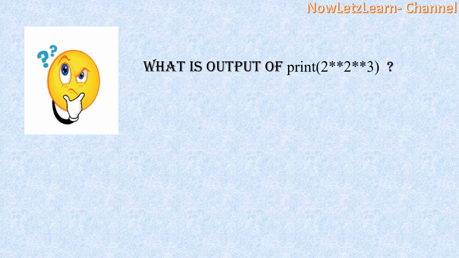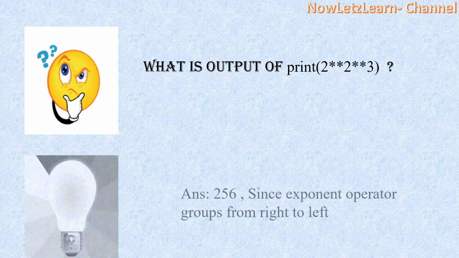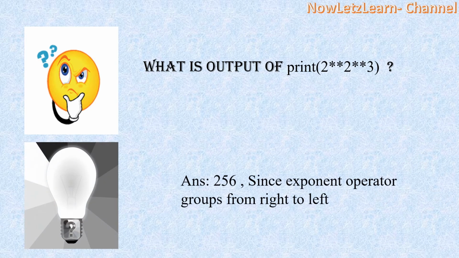So what it says in terms of mathematics, it means 2 to the power of 2 and then 2 to the power of 3. So when you evaluate from left to right, 2 to the power of 2 is 4, 4 to the power of 3 is 64. So let's check if 64 is the answer. Well, no. And why is that?